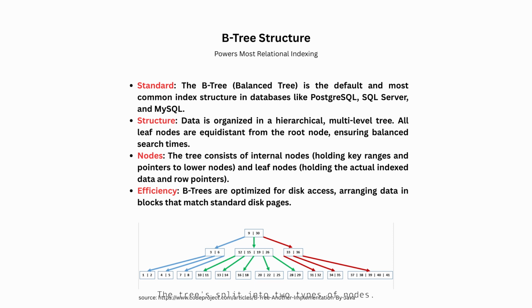The tree is split into two types of nodes. Internal nodes contain the key ranges and the pointers guiding the engine to the correct child node. And leaf nodes contain the actual indexed values and the pointers to the full data row. This structure allows for efficient equality lookups and, crucially, efficient range scans, for example, like finding dates between X and Y.